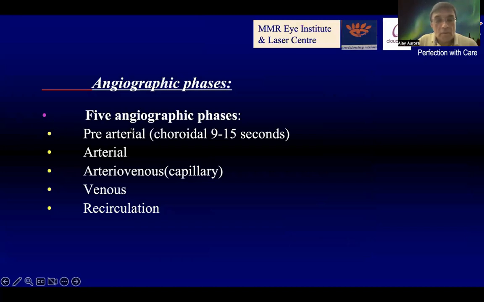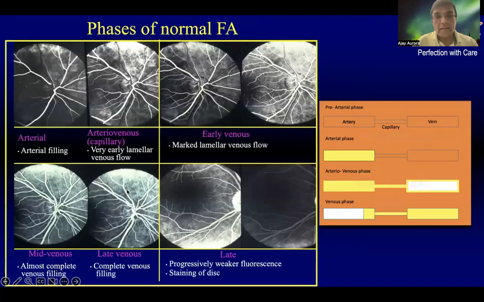Now, what are the 5 angiographic phases? You have a pre-arterial phase or a choroidal phase, that is when there is a choroidal flush. This happens about a second before the fluorescein enters the retinal circulation. And once it enters the retinal circulation, you have an arterial phase, an arteriovenous phase, a venous phase, and a recirculation phase. So, for example, here, this is the arterial phase.